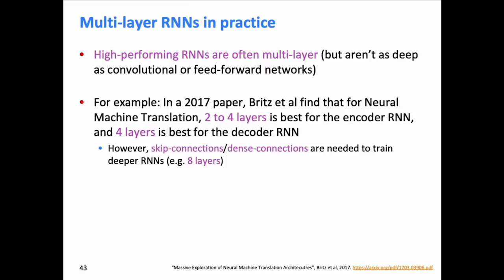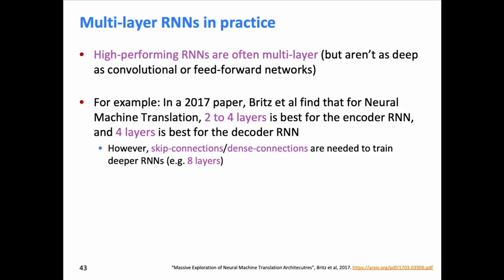neural machine translation to find which kinds of hyperparameters work well for NMT. And in this paper, they found that 2 to 4 layers was best for the encoder RNN, and 4 layers was best for the decoder RNN. You'll find out more about what encoder and decoder mean next time. But those are fairly small numbers, although they did find that if you add these skip connections or these dense connections, then it makes it much easier to learn some even deeper RNNs more effectively, like maybe up to 8 layers. But these certainly aren't hundreds of layers deep.